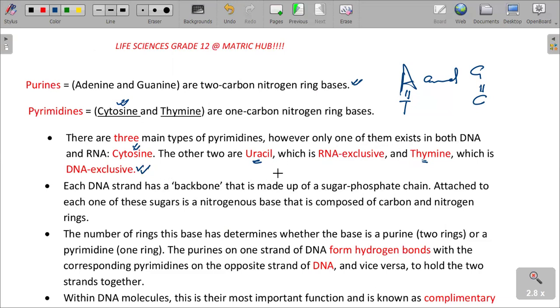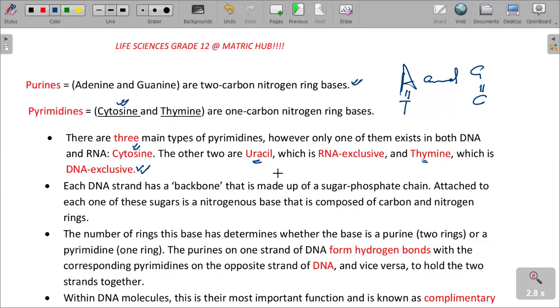What I want you to understand is that there are three types of pyrimidine bases: uracil, thymine, and cytosine. Those are the three main pyrimidine bases that are there.